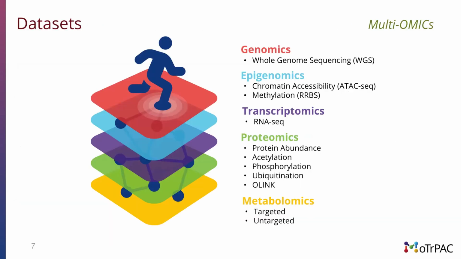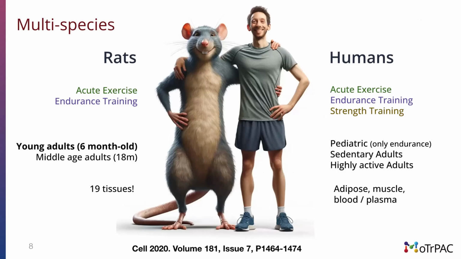And we are a multi-omics project. We are covering transcriptomics, epigenomics, proteomics, metabolomics, you name it, across multiple tissues. You will learn more about this as I go through the slides. Of course, we are a multi-species study. Our studies span both preclinical models, rats, and human subjects.